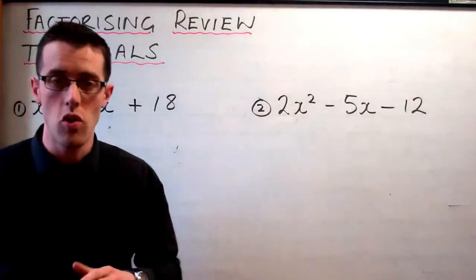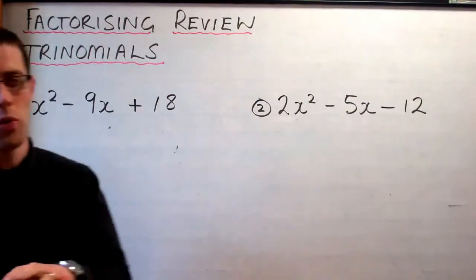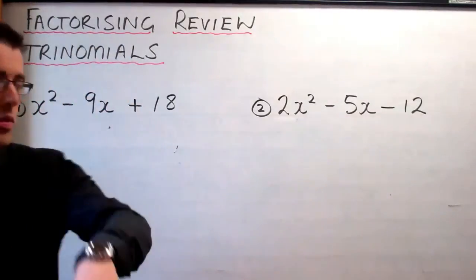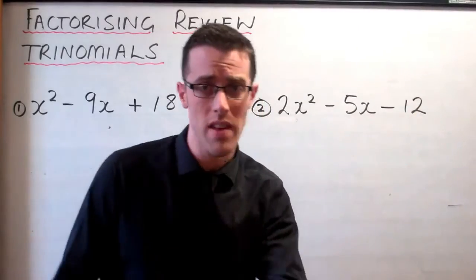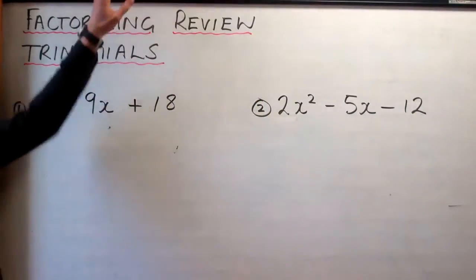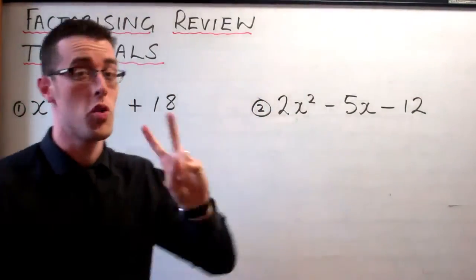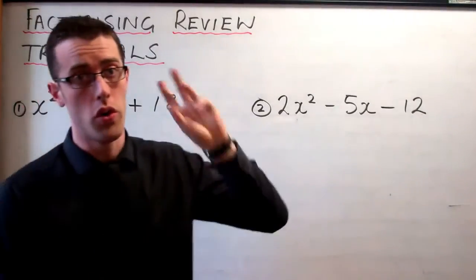Right, welcome to the continuation of the factorising review. We're going to look at trinomials now, so that's expressions with 3 terms. So we've got x squareds, x's and numbers. So that's a trinomial. Easy to spot in comparison to binomials, which have 2 terms. So 1, 2, 3 or 2, right?